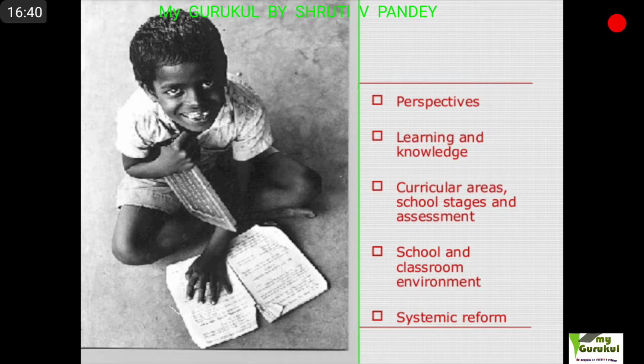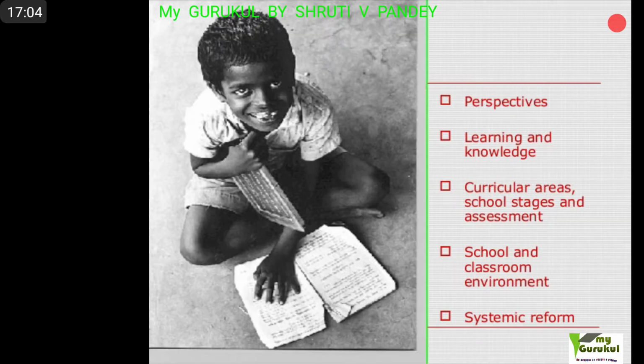Let us discuss the National Curriculum Framework. These are divided into five areas. First is perspectives, then learning and knowledge, then curricular areas, school stages and assessment, school and classroom environment, and systemic reform. Let us begin with the first, that is, perspectives.